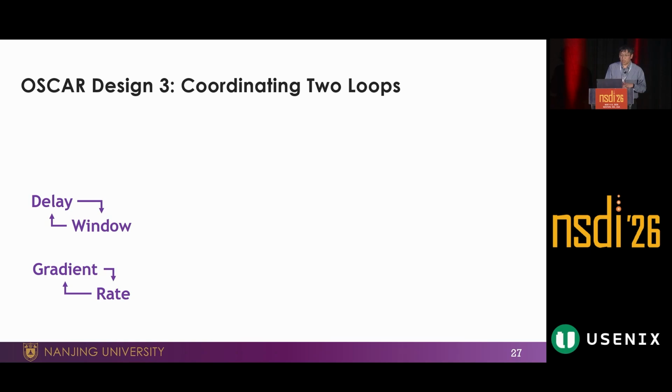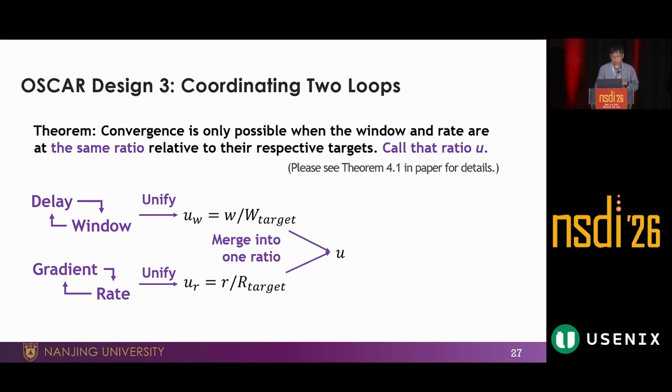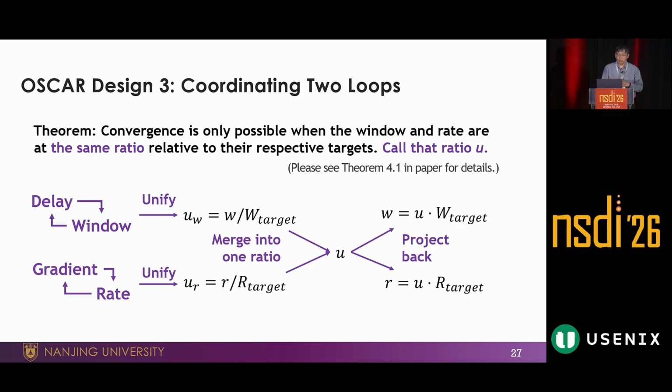The third design is that we coordinate two loops. We have a theorem. This is a proof that the delay gradient, the window and the rate should be adjusted with the same ratio mu. That means we can separately calculate the window and the rate control. We get two mu, and then we merge them together, and we apply it back. This is what we are doing in OSCA.